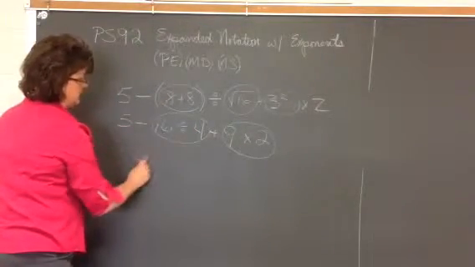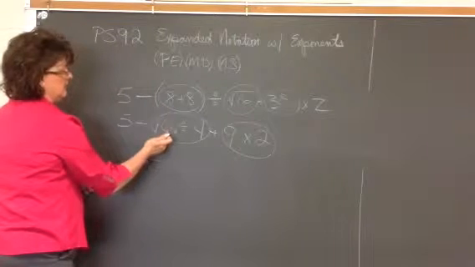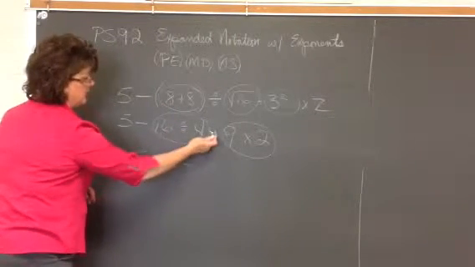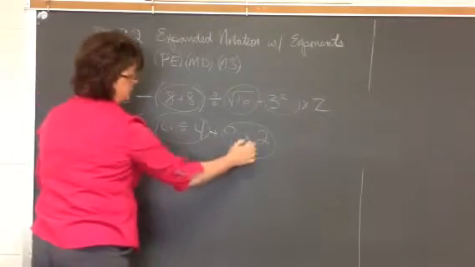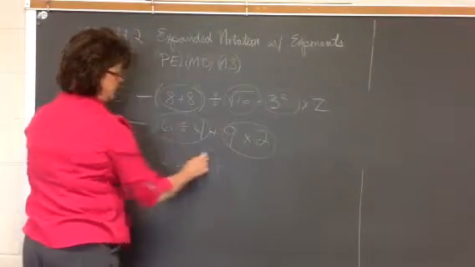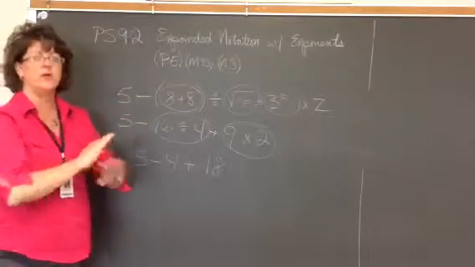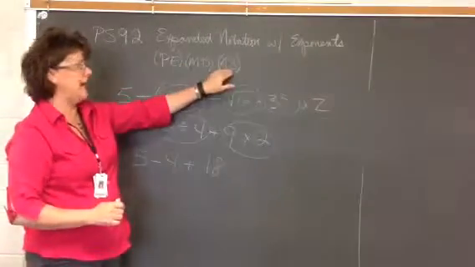5 again did not get changed. Minus 16 divided by 4 is 4. Plus, haven't done any adding yet, 9 times 2 is 18. So I check up here, do I have any multiplying or dividing left? No. Now it's time to add and subtract.